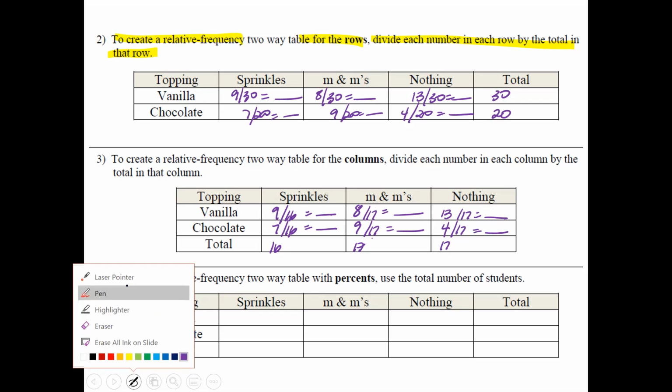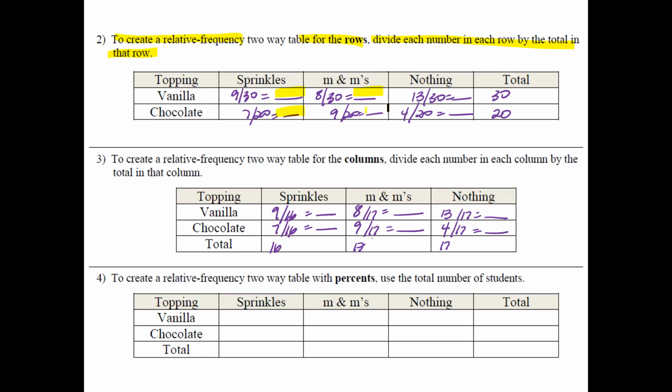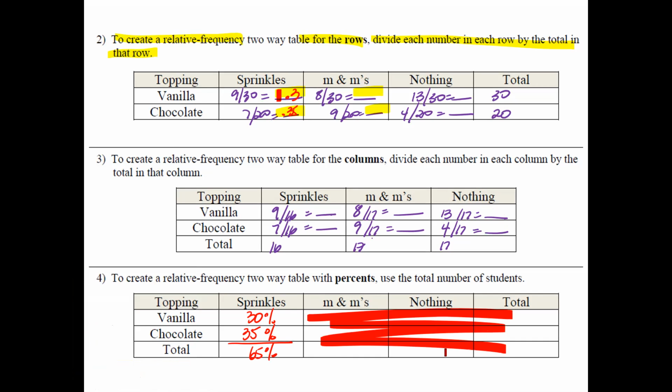So now what you're gonna do is you should have these numbers right here. So for example, 9 divided by 30 is going to give you 0.3. And that 0.3 translates to 30%, okay? Your 7 divided by 20 is going to give you 0.35. That's 35%. When you add everything together for the sprinkles, vanilla, and chocolate, that's 65%. Now make sure you guys do the same for the rest of this part here.